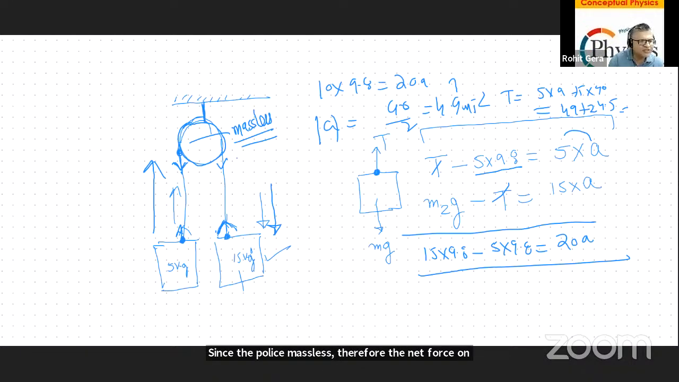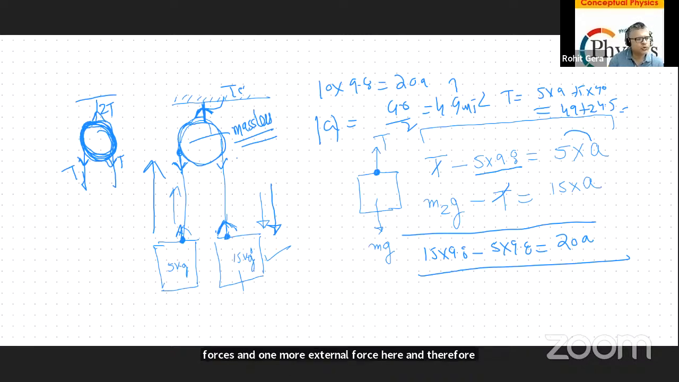But if this is another string here, this will also have a tension. If you draw the free body diagram of the pulley, it is experiencing a tension downward, T and T. Therefore, in equilibrium, if it's a static one, if you fixed it also, this will become 2T because the pulley does not move. It is experiencing two external forces and one more external force here, and therefore does not move. 2T. Equilibrium.